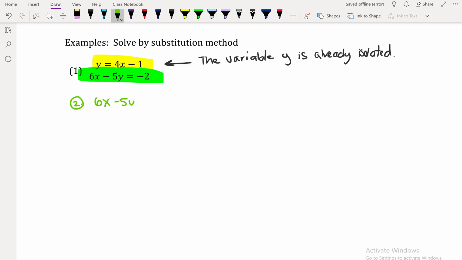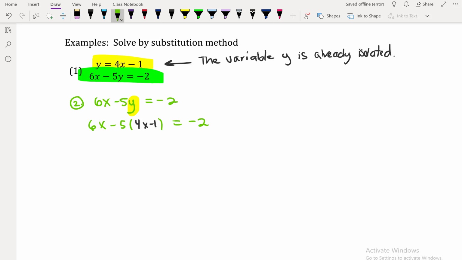6x minus 5y is equal to negative 2. So now I know that I'm going to be plugging in for my y variable. So I have 6x minus 5, and now that variable y is really that 4x minus 1, and it's equal to that negative 2. So all I did was grab that y equation and plug it in.